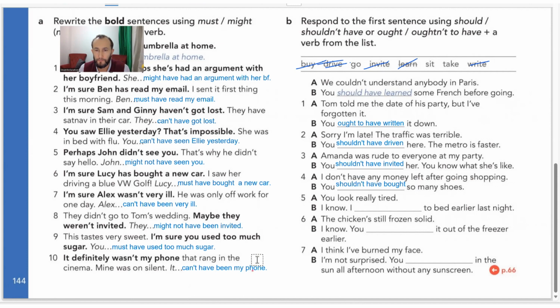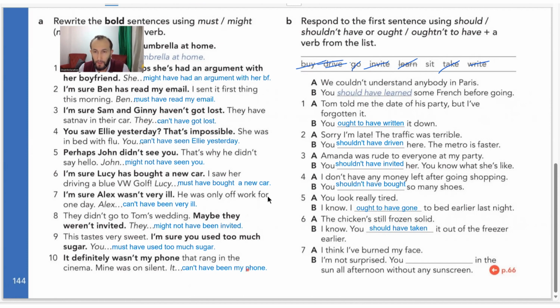I should have gone to bed earlier, I'm really tired. I know. We can also say, let's make it ought to this time: I ought to have gone to bed earlier last night. Yes, Abdurrahman, number six. The chicken, the food, I know, you should have taken it out of the freezer earlier. Past participle, taken. You should have taken it out of the freezer earlier.